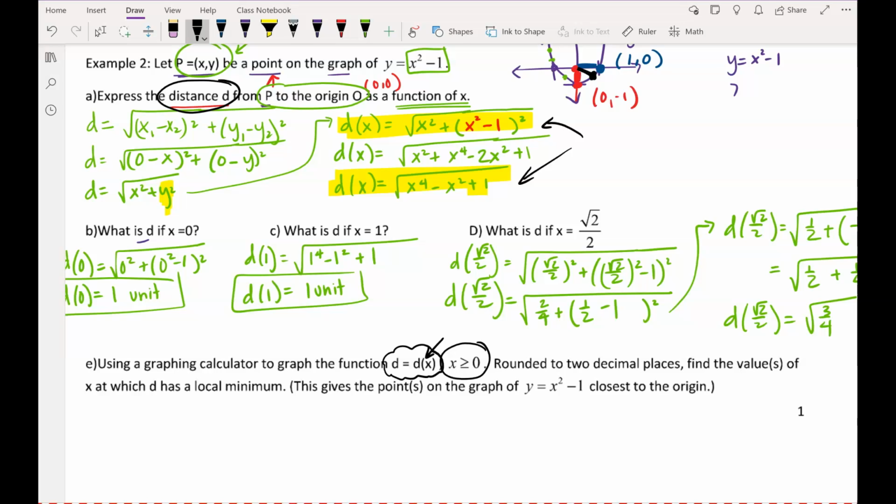Find the values of x at which d has a local minimum. And in parentheses, it explains what it means to be a local minimum: this gives the point on the graph of the parabola y equals x squared minus 1 closest to the origin. Okay, so let's go and find our decimals.